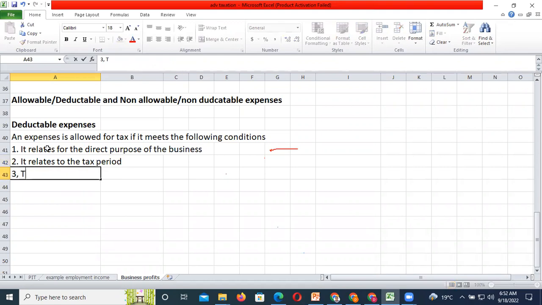Number three, it has supporting documents. Now, that is not even enough. Supporting documents must be generated from EBM. You may have an invoice, but if the invoice was not generated from EBM, that one is not allowed. For you to recognize an expense, it must have been generated from the EBM. You have an invoice, and the invoice was generated by EBM. In that case, that expense is going to be allowed. Otherwise, it may not.